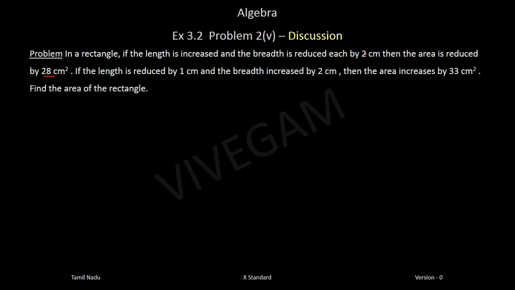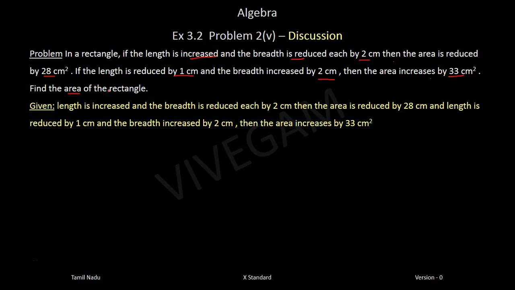So what is given? The length is increased and the breadth is decreased each by 2 cm and the area is reduced by 28 cm square. And when the length is reduced by 1 cm and the breadth increased by 2 cm, the area increases by 33 cm square. And we are asked to find the area of the rectangle. That is, we need to know the value of x and y. From those two conditions, you can solve x and y. Once you solve x and y, multiplying x into y will give you the area of the rectangle.